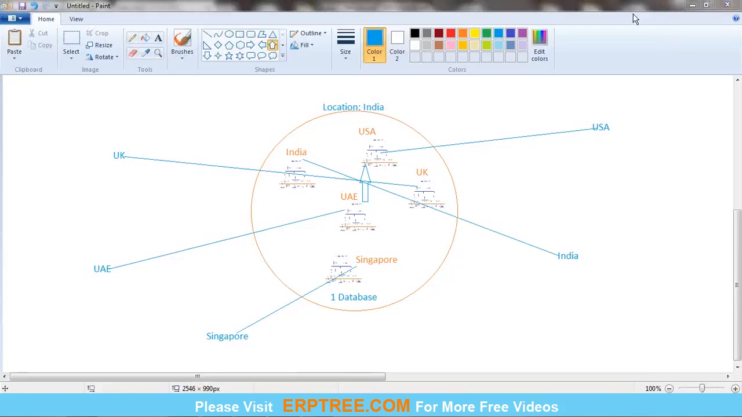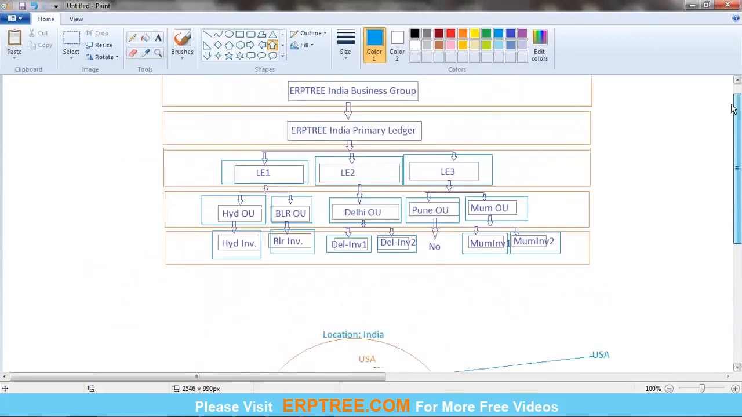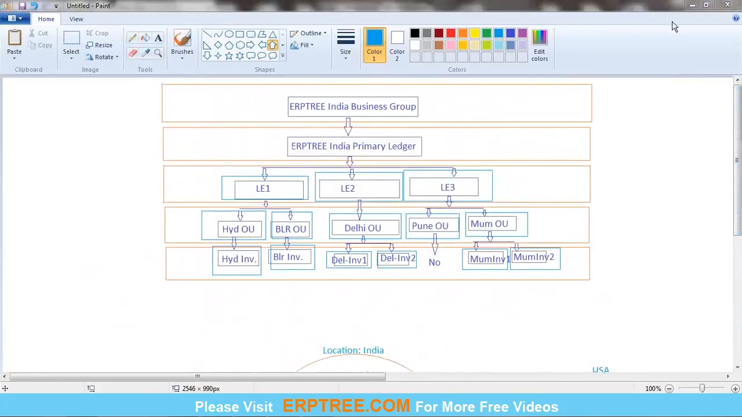Lakshman, in the above bifurcation that you did for ERP3 India Business Group, you did not depict the virtual organization. Where does that go? You don't need to include that here. That's not required. Which is real, that will be represented. Virtual we will just be creating. That will be supporting these real inventories. You don't need to address that under this. That is just for system requirement, not business requirement. Here we are representing only business requirement.